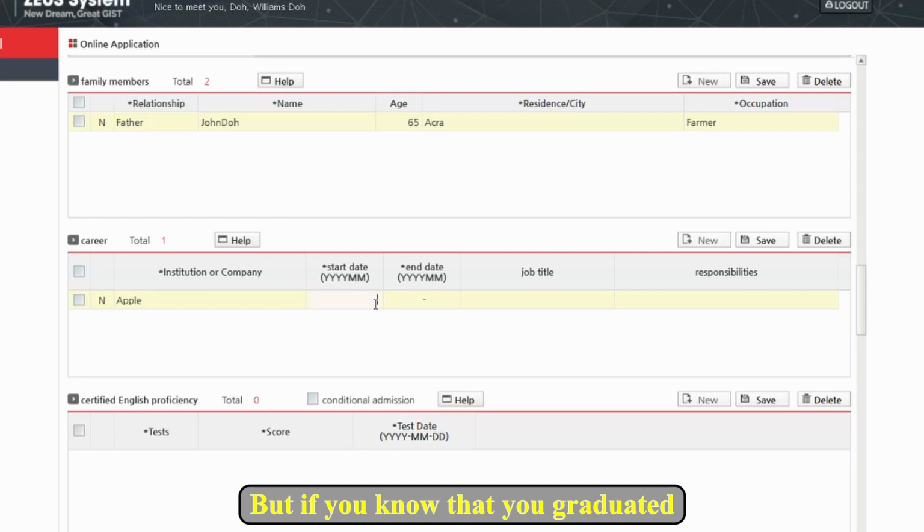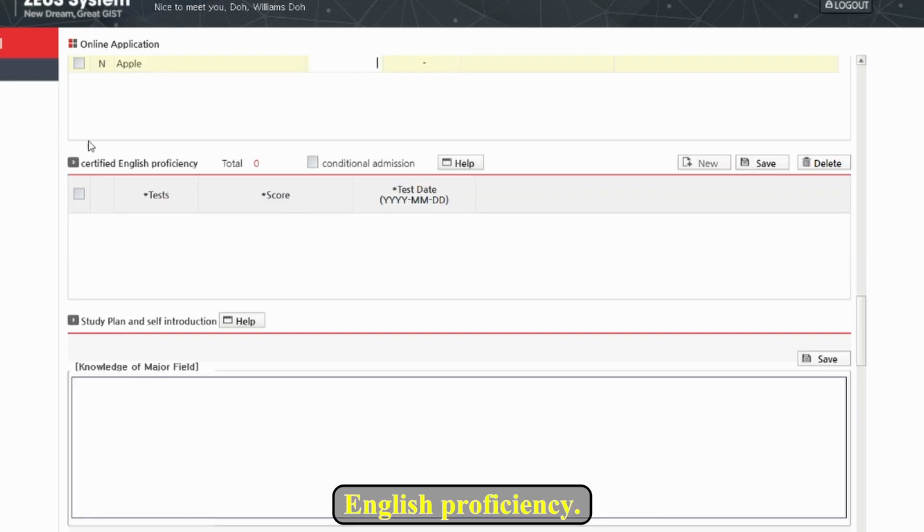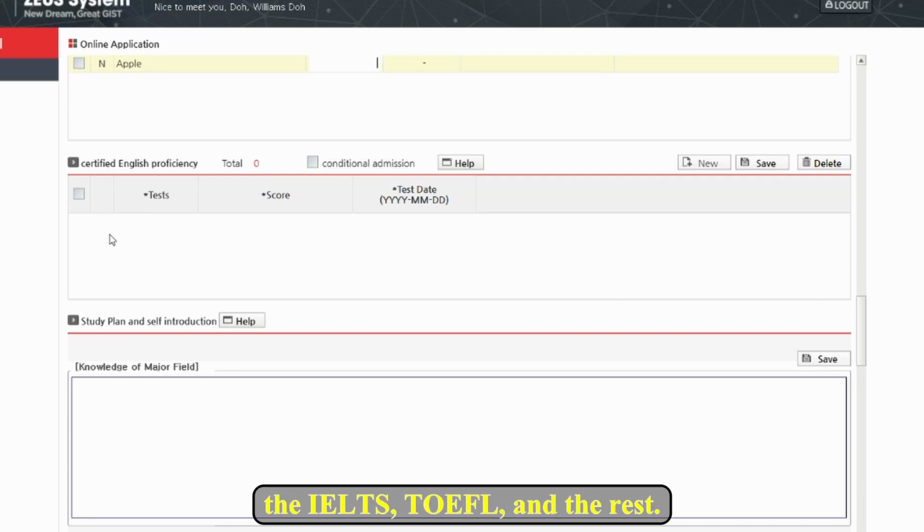But if you know that you graduated some few years back and you have been working, you need to provide the information here. Certified English proficiency. Here they want you to provide an English proficiency like the IELTS, TOEFL and the rest. But if you have a document from your university that proves that English is the medium of instruction, you need to click on this. It's important. In that situation, you don't need to fill out this space.